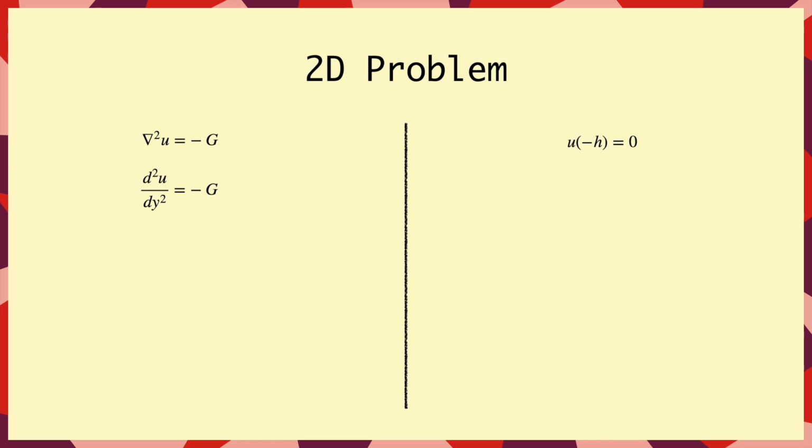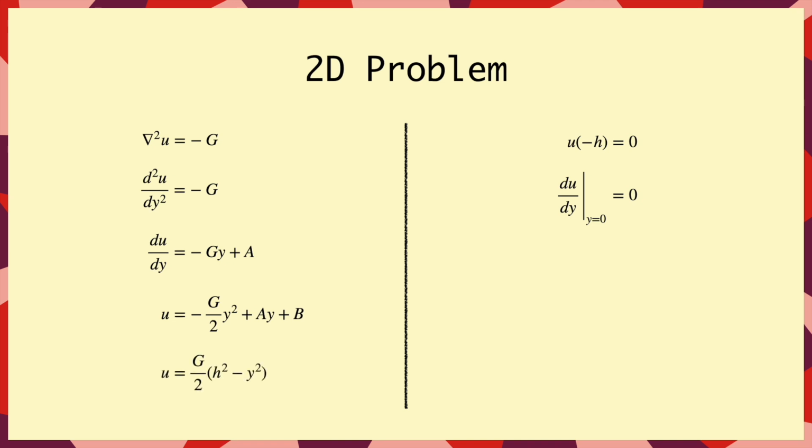And on the bottom surface, at y equals minus h, we have the no-slip boundary condition u equals 0. At the top though, where there's only air above, we say the air exerts no shear stress on the fluid, which gives us the free slip condition du/dy equals 0 at y equals 0. Then to solve this, we can integrate a couple of times and use the boundary conditions to find the constants, and we get that the solution is a quadratic.